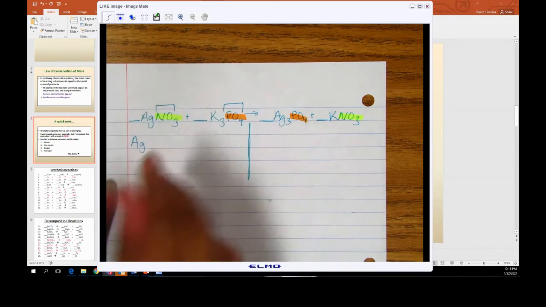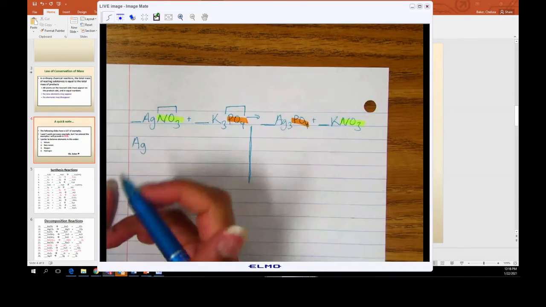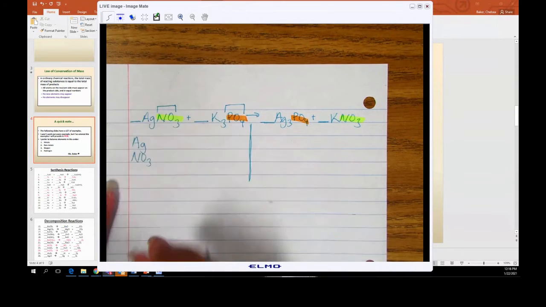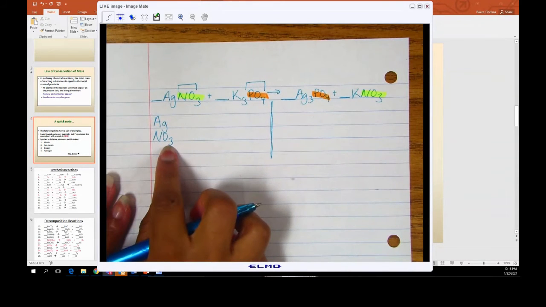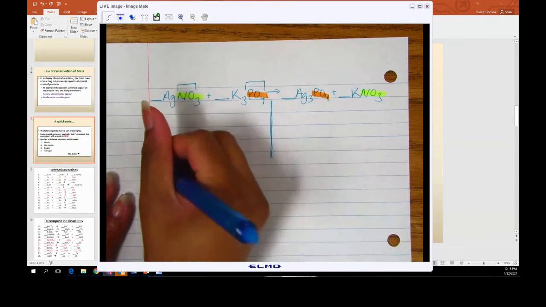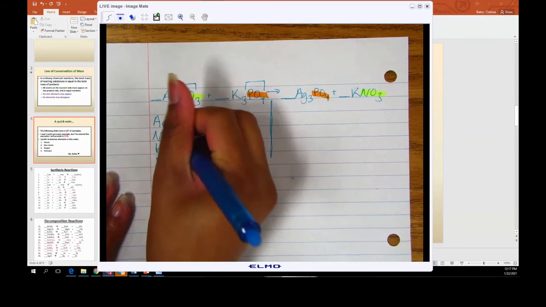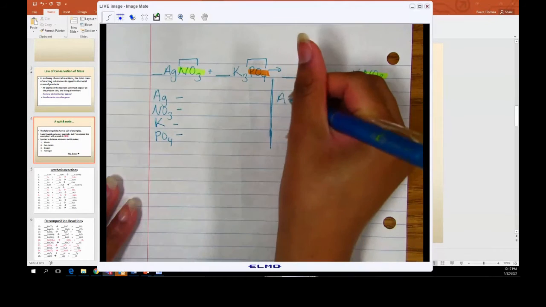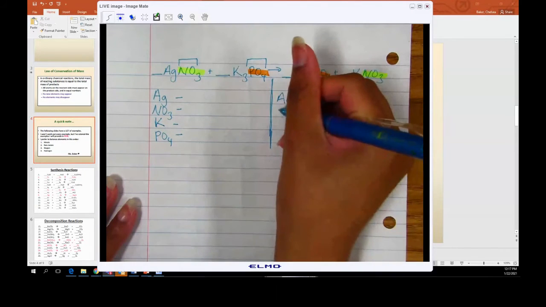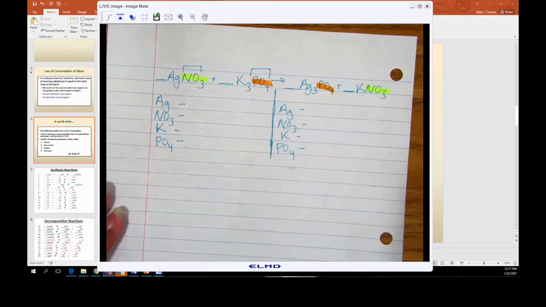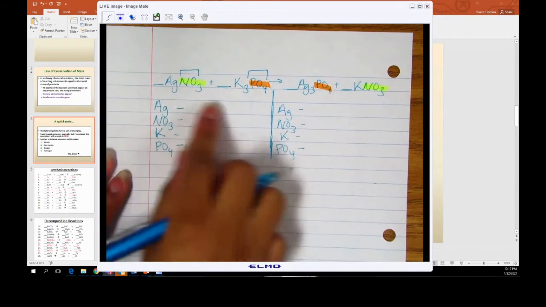So when it comes to which elements or groups of elements I have present, I have silver, I have nitrate, NO3. We're going to count it all as one big unit. I've got potassium here, and I've got PO4, phosphate. Going to keep it as one unit. Same thing on the other side, Ag, NO3. And we're going to count how many we have.